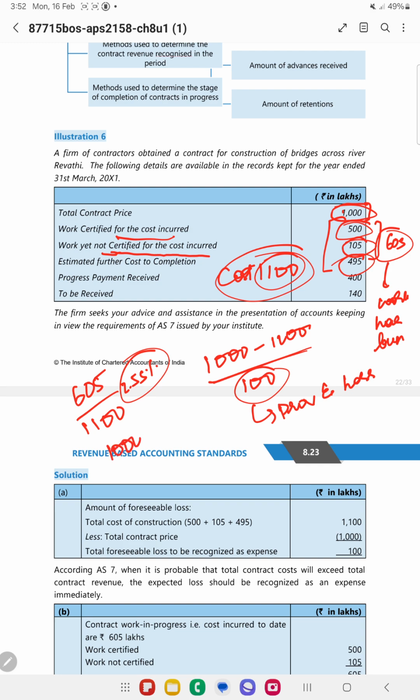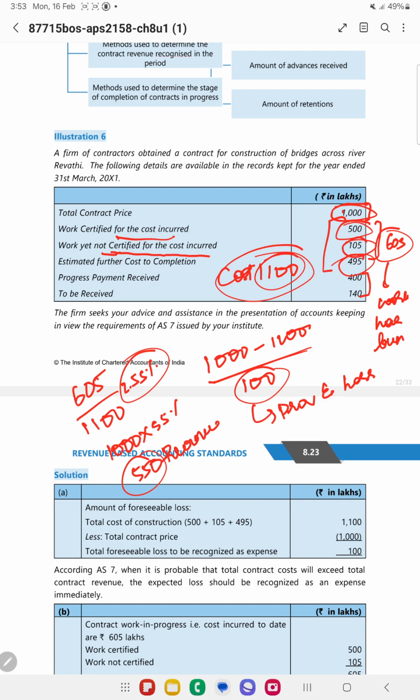So what is the contract price? That is 1000 into 55%. So to the extent of 550, I can recognize the revenue. Now they have told progress payment received is 400 and to be received is 540.